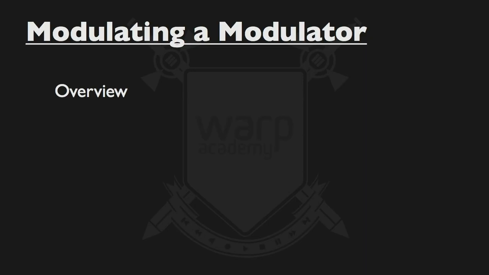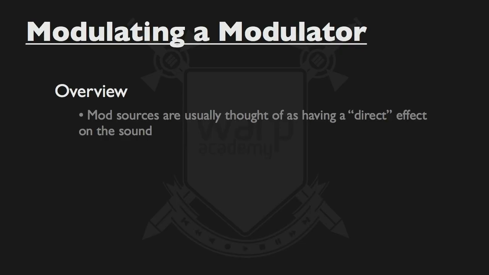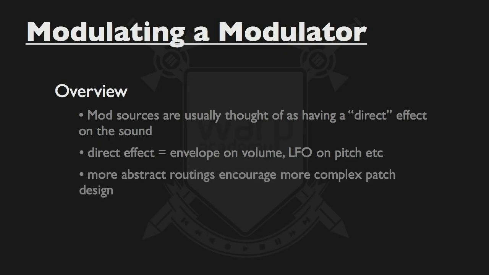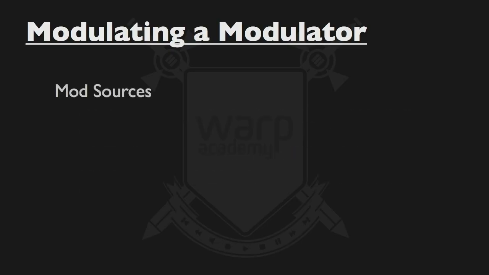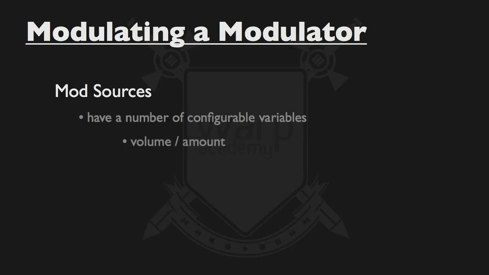So, modulators or mod sources are in general thought of as having a very direct effect on the sound, i.e., an envelope controlling volume or an LFO controlling pitch, etc. While these effects are obvious and are incredibly useful, to get deeper into programming synthesizers, we need to begin thinking in slightly more abstract terms. Mod sources have a number of variables which we can configure to get the effect that we want. Certainly the volume or the amount of the source going to a destination is one of those variables. The amount of an LFO going to pitch can make the difference between a subtle vibrato effect and a giant sci-fi style sweep. Envelope curves and LFO shapes are another configurable aspect of these mod sources.